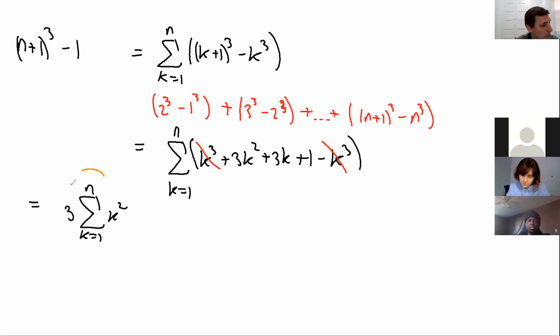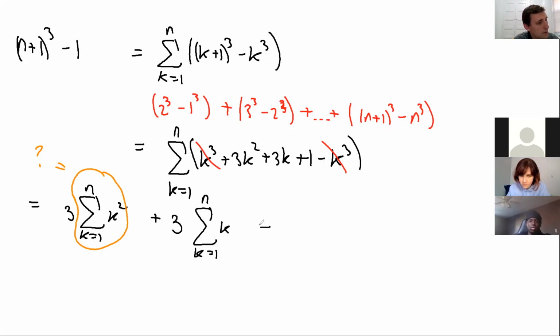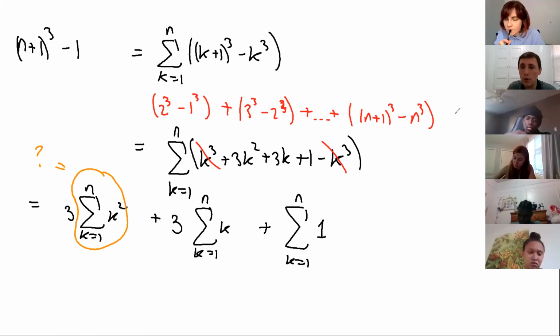I don't know what the sum is. I want to know what it's equal to. I just got myself an equation here, yes? And then I have plus 3 times the summation k equals 1 to n of k, plus the summation k equals 1 to n of 1. Everybody understands how I distribute the sigma sign to all the terms, do you? Write y for yes if you understood, or n for no if you did not, because otherwise I'm just talking to myself in a hot room.